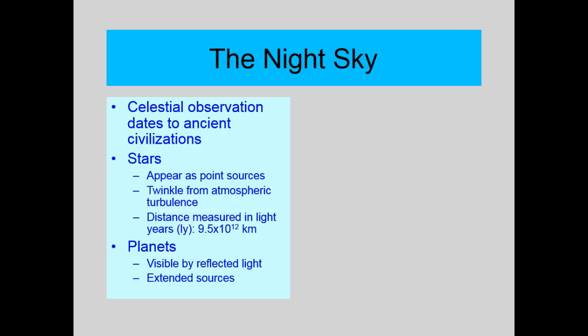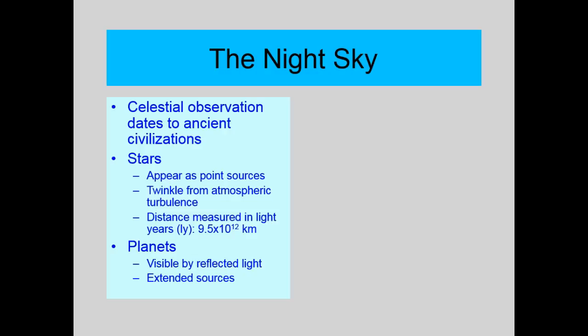So planets are visible by reflected light. But when you look at them, even with binoculars, a good set of binoculars or a telescope, you see they're not just a point of light out there. You see it's actually a body out there, an extended source. And remember when you look at the moon, sometimes the moon's a full moon, sometimes it's a half moon, sometimes it's a sliver, sometimes it's mostly a moon. Those are called the phases of the moon.